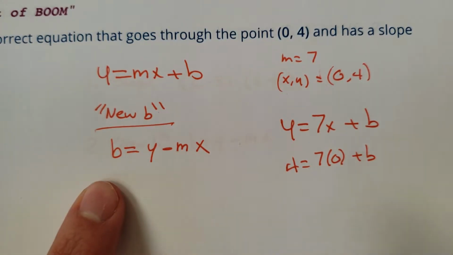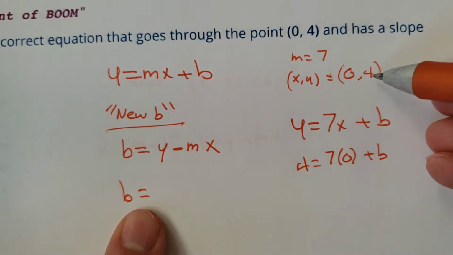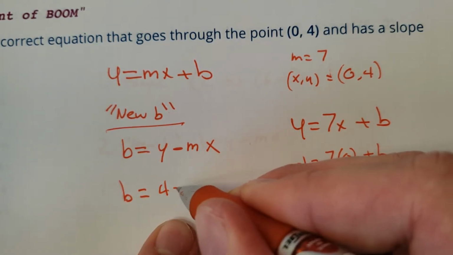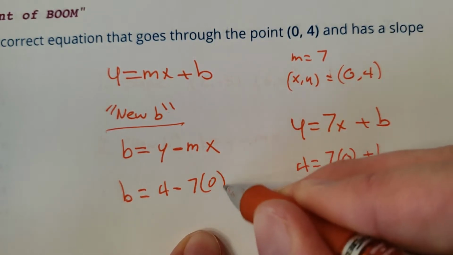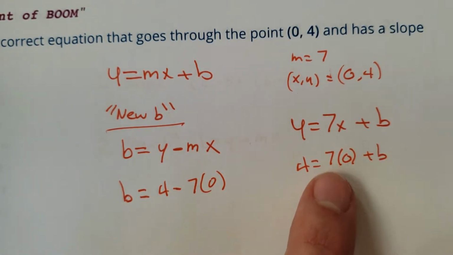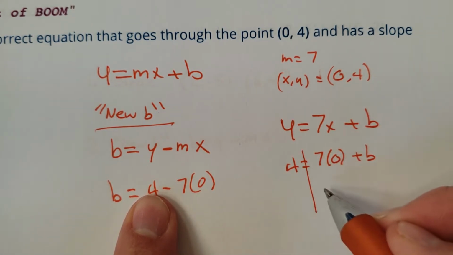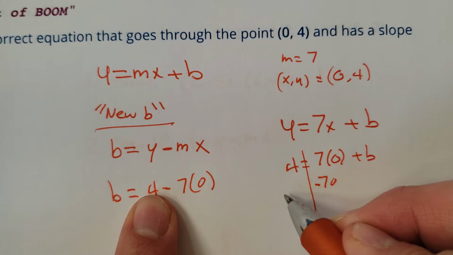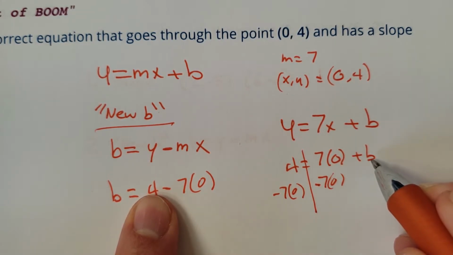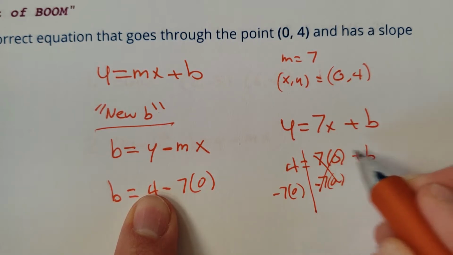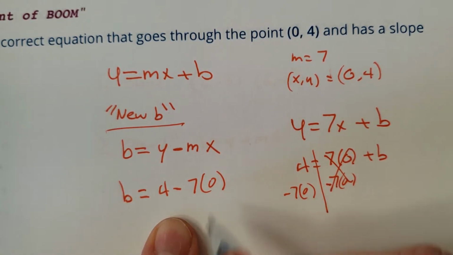So watch this. b, the new b, the y-intercept that you need, is going to be the y value, 4, minus the slope, which was 7, times the x value, which was 0. Now watch, this is old school, and this is a shortcut. Watch my first move if I was solving this with algebra: minus 7 times 0, minus 7 times 0. Okay, so weird, look at this. b is going to equal 4 minus 7 times 0. Right there, shortcut every time.